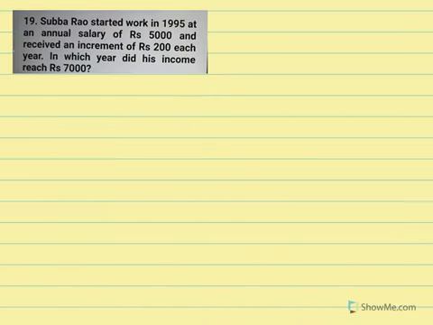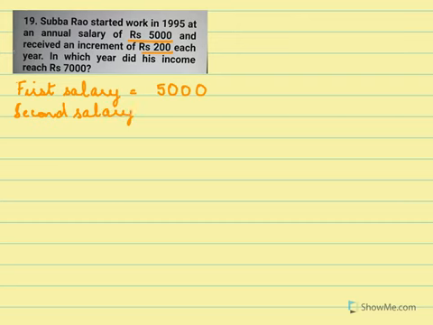Subha Rao started work in 1995 at an annual salary of 5,000 rupees and received an increment of 200 rupees each year. In which year did the income become 7,000? So in the first year, his salary was 5,000 rupees. In the second year, he got an increment of 200, so the salary would be 5,000 plus 200, that is 5,200. In the third year, he got another increment of 200, so it will be 5,200 plus 200, that is 5,400. And it goes on.